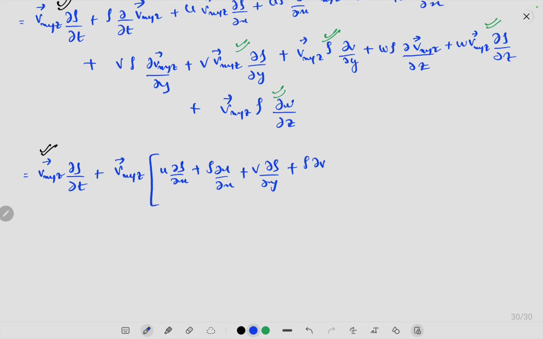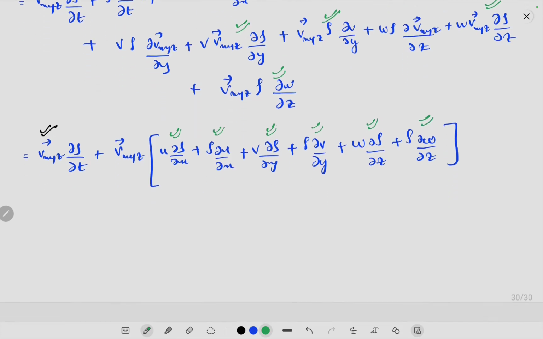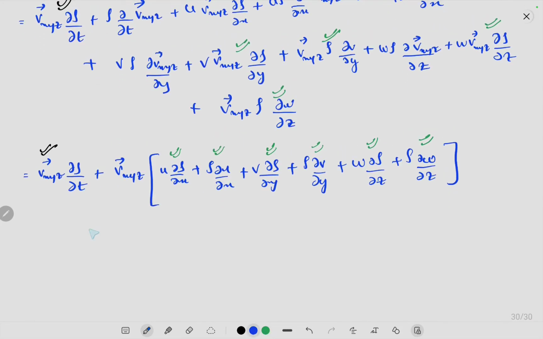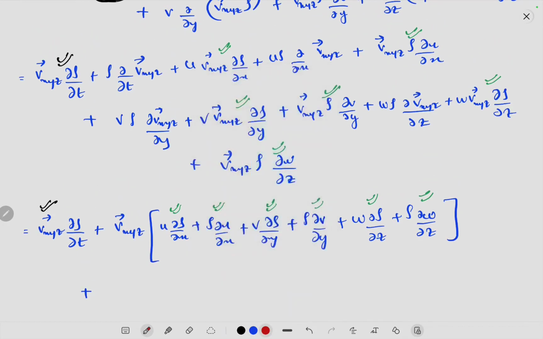So this will be del v by del y, rho del v by del y, plus w del rho by del z plus rho del w by del z. So we have written all the terms which I marked like this. Then we'll write the remainder of the terms, which, again for convenience, let's mark like this.